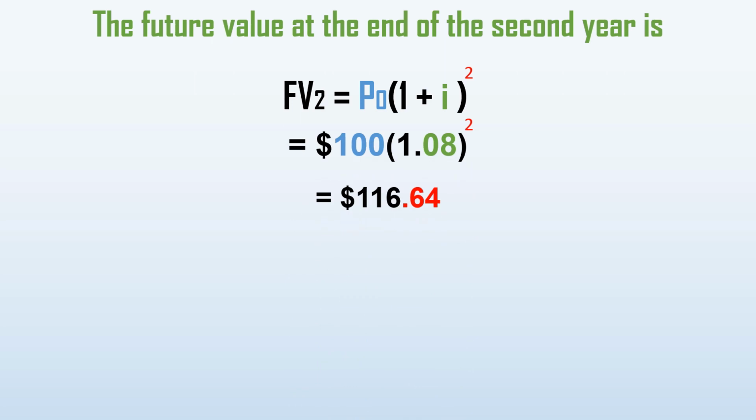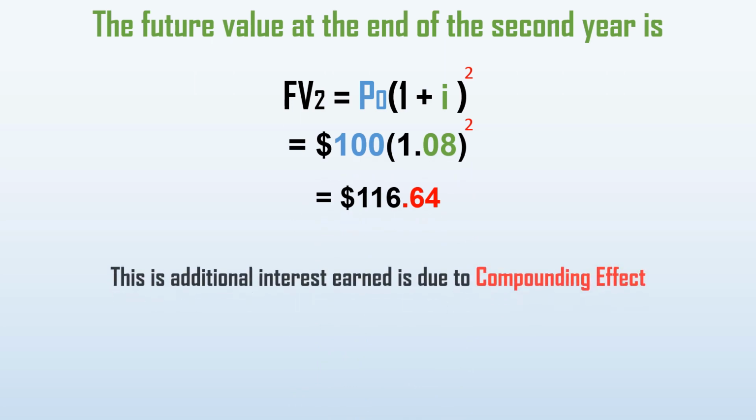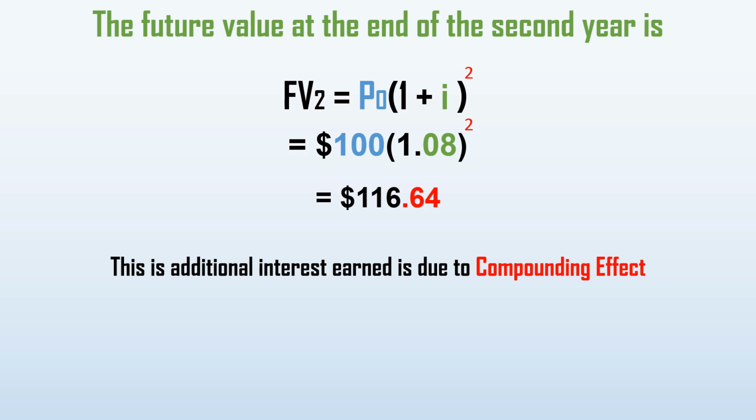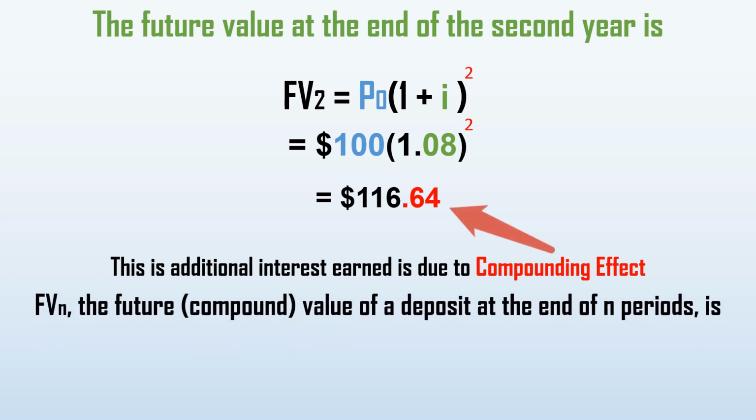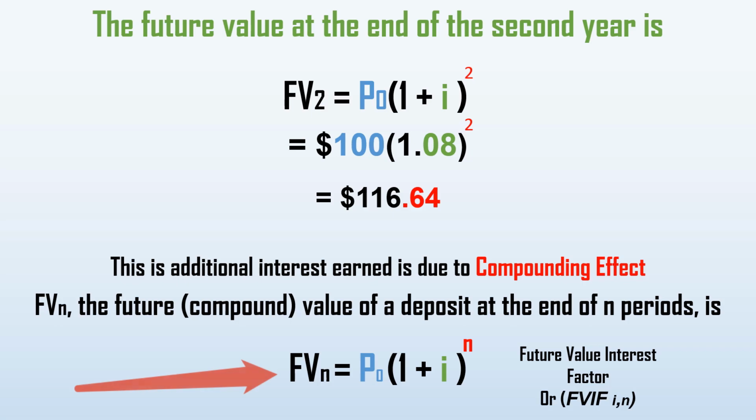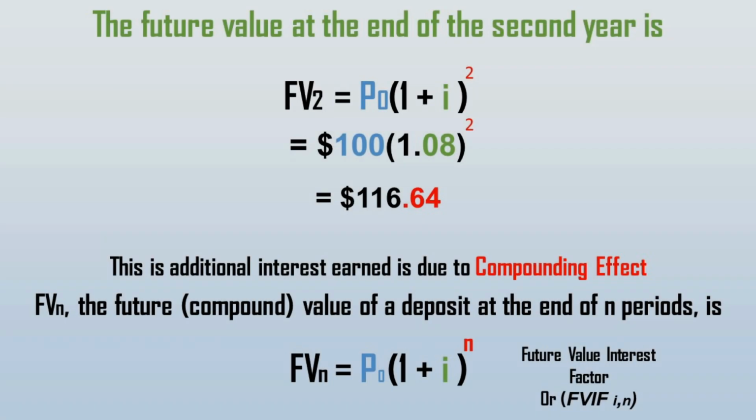That's very simple. Let's take another example. Let's calculate the future value, but now the time period is 2 years. So the answer we are getting is 116.64. This is the additional interest earned due to the compounding effect. The additional 0.64 we earned is due to the compounding effect. So here is the general formula for the future value or compound value of a deposit at the end of n periods. Here the factor that is multiplied with the principal amount is called the future value interest factor.